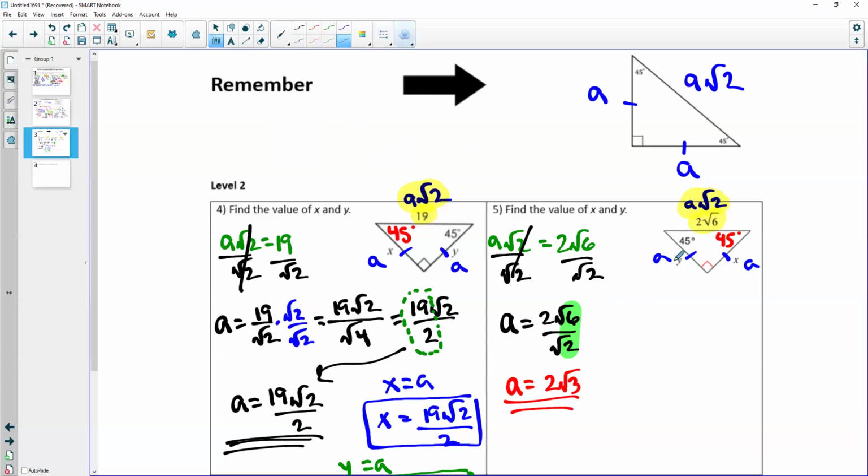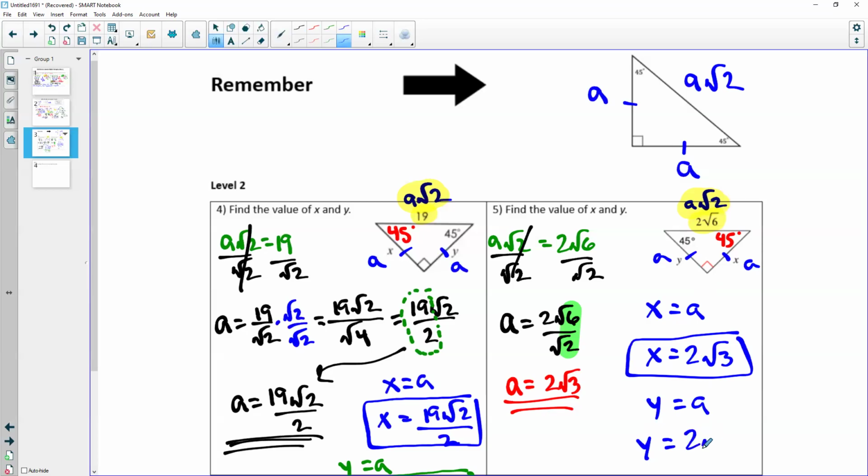And if I want to find x and y, well, x and y are both equal to a. So x is equal to a, which we found out to be 2 times the square root of 3. Next, we're looking at y. y is also equal to a. So y is also equal to 2 times the square root of 3. Okay. And so we're going to go ahead and finish up with the last example down here on the next section.